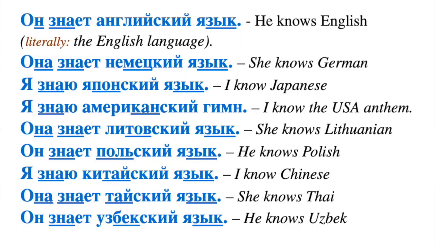Now we're going to practice the same words, the same pattern, but from a different perspective. Он знает английский язык. He knows English. Она знает немецкий язык. She knows German. Я знаю японский язык. I know Japanese.